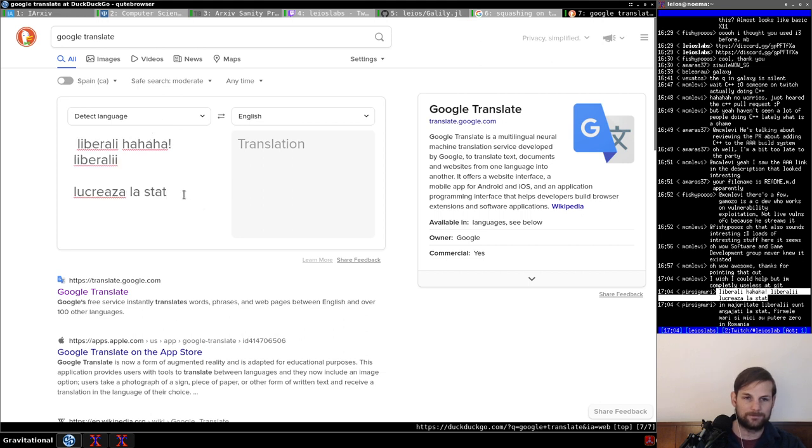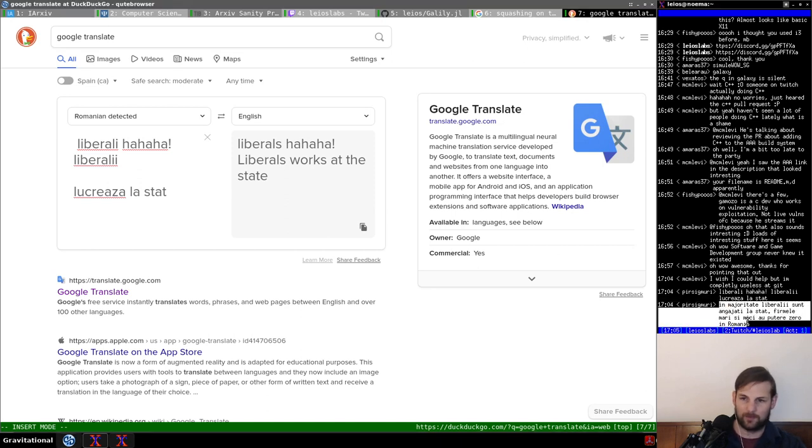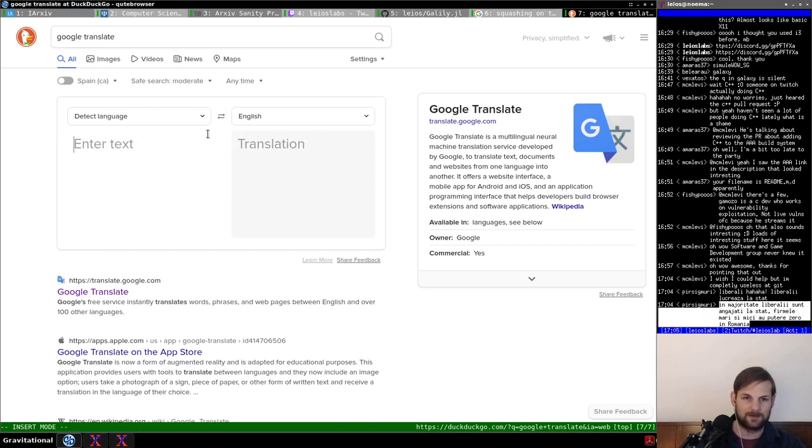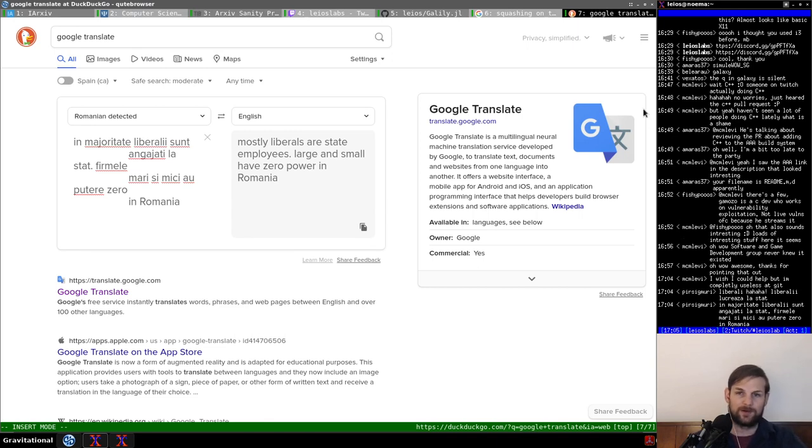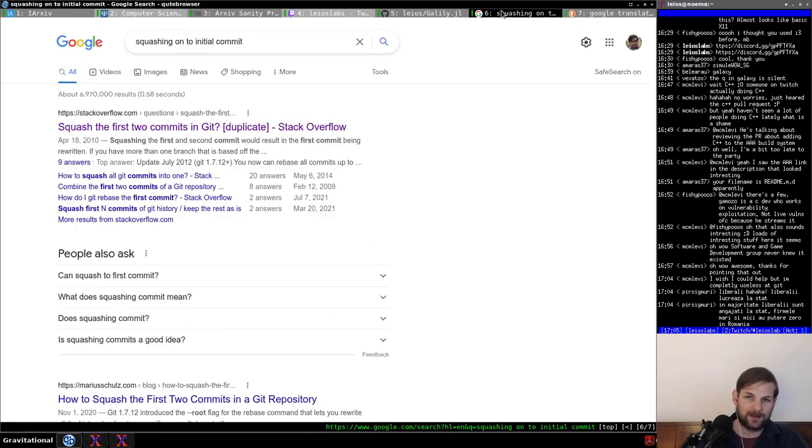Okay, detect language. Liberals work at the state. Cool. That's nice. Oh, that did not translate. Most liberals are state employees, large and small, have zero power in Romania. I am sorry to hear that. I don't know what that's related to, but I do have friends from Romania, if that helps. I know this sounds really dumb, but that's the only thing I can contribute to that conversation.